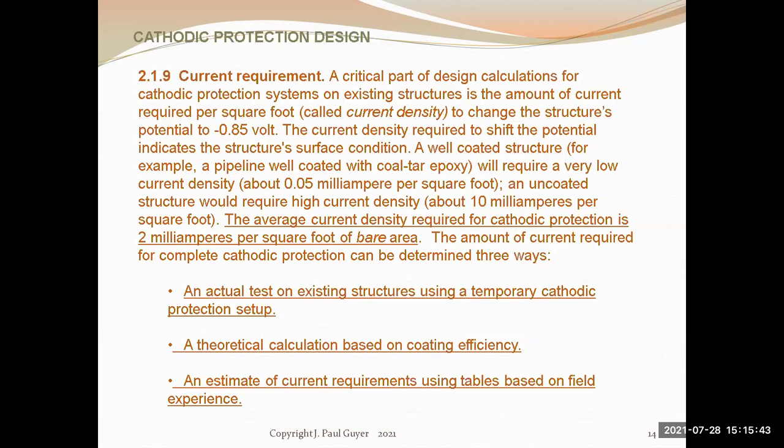The next approach that you can use, and you have to use this if the structure does not exist out there in the ground, is the theoretical calculation based on coating efficiency. And this simply is making an assumption that the coating will protect 95% of the surface area. And the rule of thumb that has developed over the years is to use a current density of 2 milliamperes per square foot of bare tank or pipe area.